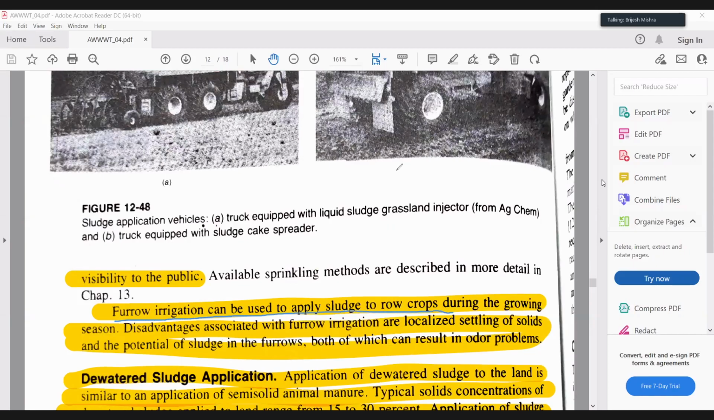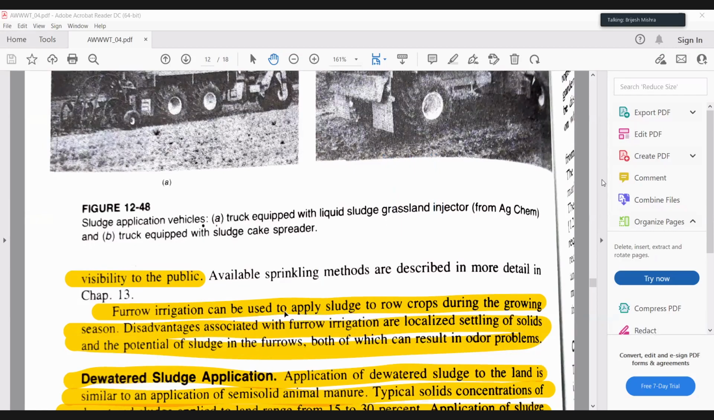Row crop means a crop that is grown in rows, okay. The disadvantages associated with furrow irrigation are localized settling of solids, which I already discussed, and ponding of sludge in the furrow, both of which can result in odor problems. So this is the basic method by which we can apply liquid sludge to agricultural land.